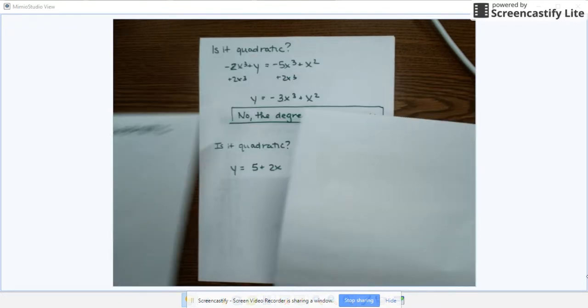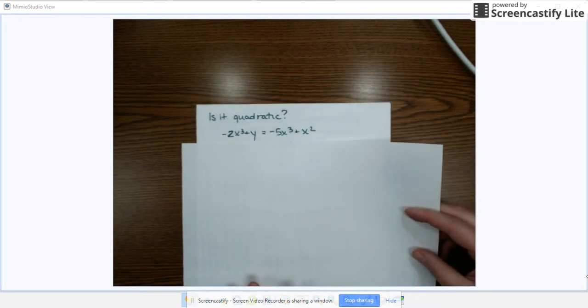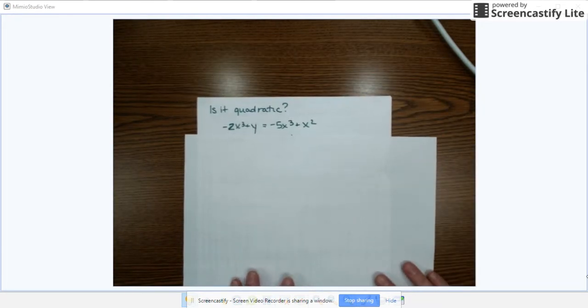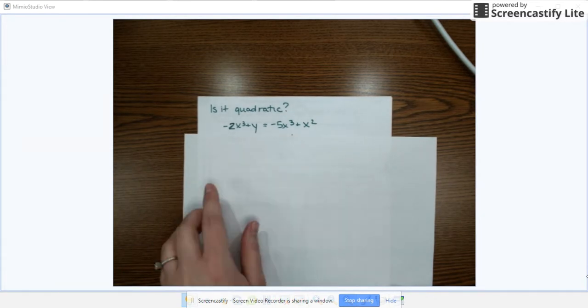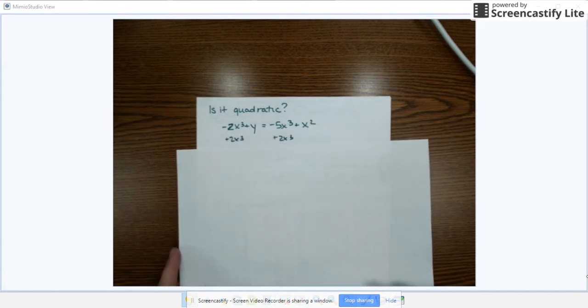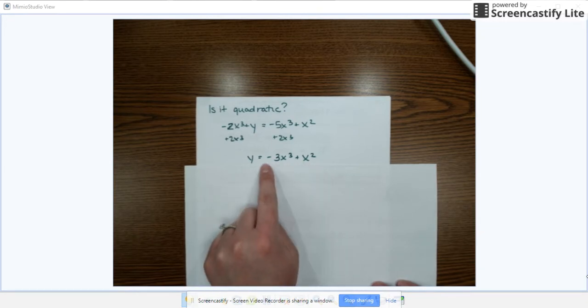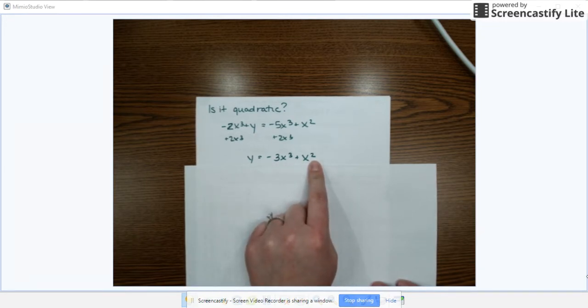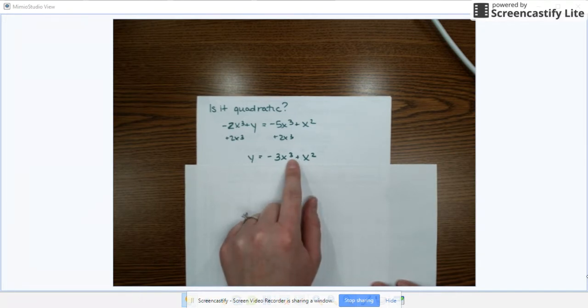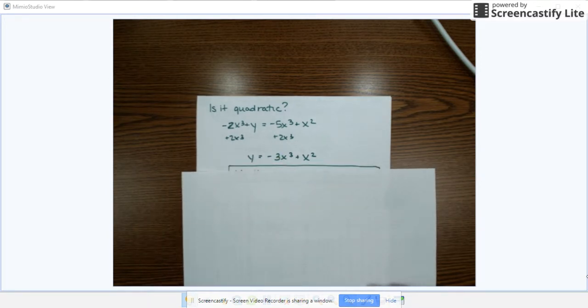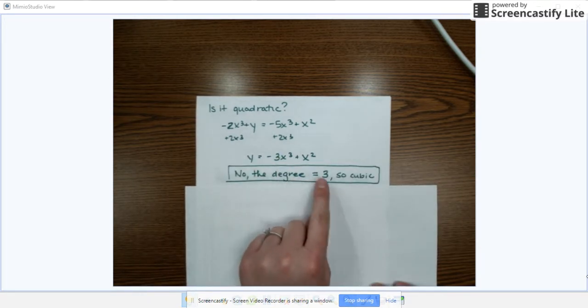Let's look at another example. Okay, still not in standard form. So we're going to solve for y. So we're going to add this 2x cubed to the other side. Negative 5x cubed plus 2x cubed gives us negative 3x cubed. We still have that plus x squared. Now, this is in standard form. We have an x squared term, but is that the highest degree? No. Our degree would be 3, and we said to be quadratic, the degree has to be 2. So this is not a quadratic function because our degree is 3.